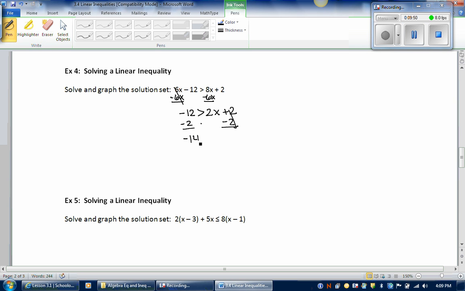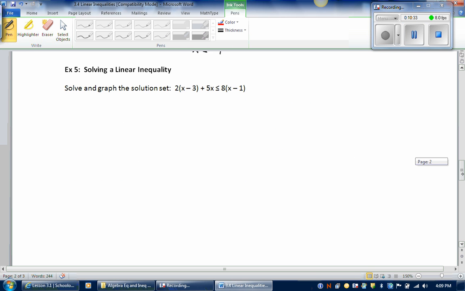-12 minus 2 is -14. And then divide by 2. So I get -7 is greater than x. Now, if you're used to seeing the x first, you can rewrite this, but make sure that if this is eating the 7, when you flip it, it stays eating the 7. Okay, the negative 7. Number line. Is less than, so it's open and to the left. Okay, let's try the next one.